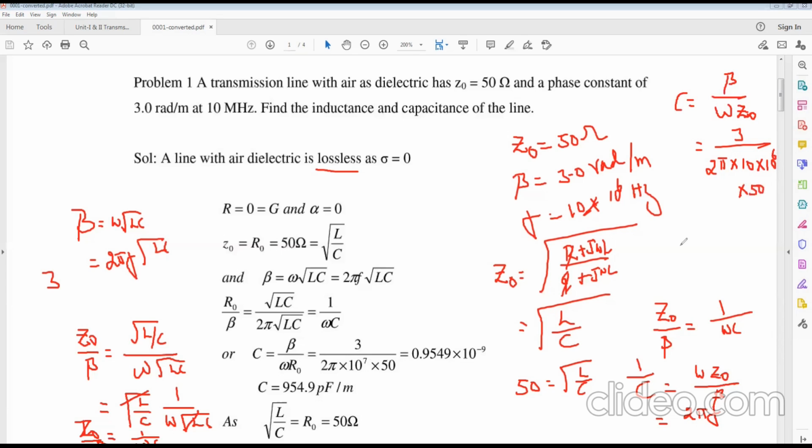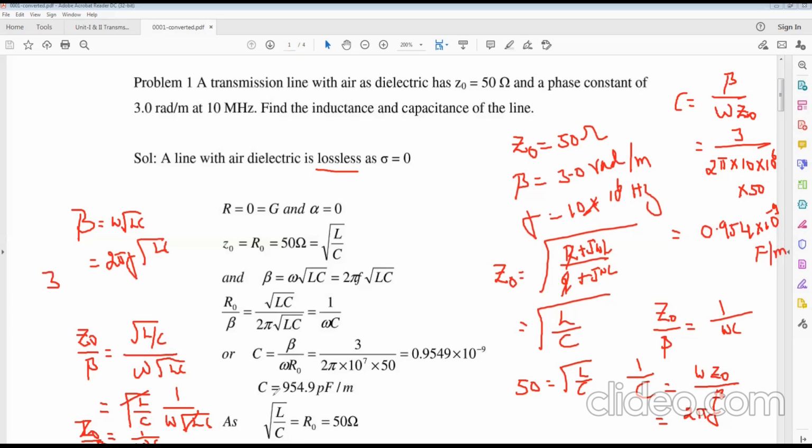Okay, my dear students. So that is equal to 2.5, again it is a 10, and 10 power 7, 10 power 8, and 10 power 9. Totally you get 10 power minus 9, and the value is 0.954 into 10 power of minus 9. Okay, that is farads per meter.